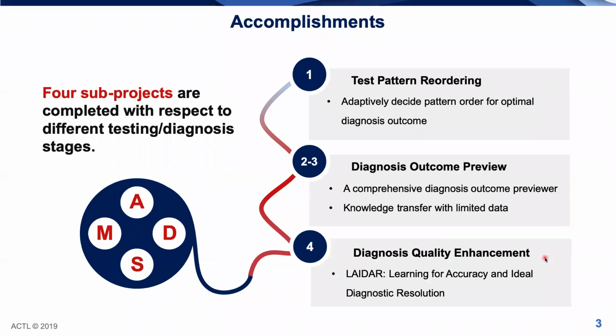Towards the goal of building the system, we have accomplished 4 sub-projects with respect to different stages. Project 1 develops an algorithm which adaptively decides the pattern order of each chip for optimal diagnosis outcome. Projects 2 and 3 are about diagnosis outcome preview, including a comprehensive diagnosis outcome previewer and the knowledge transferring techniques for model building with limited training data. Finally, in order to improve diagnosis quality, we also developed an enhancement method called LiDAR, aiming for diagnosis results with accuracy and ideal resolution.